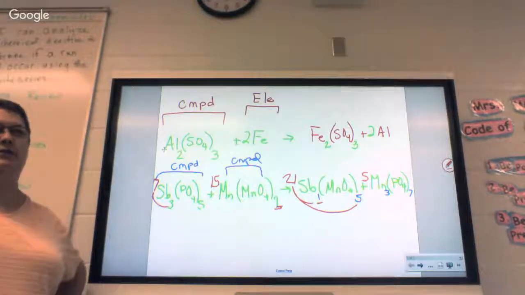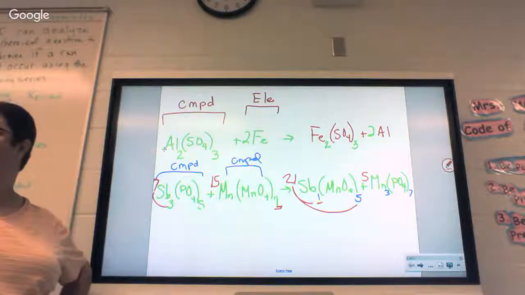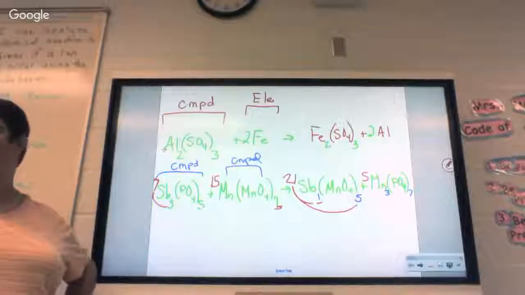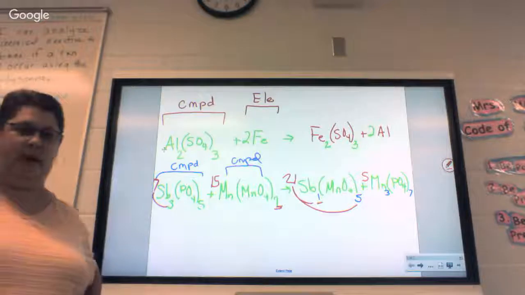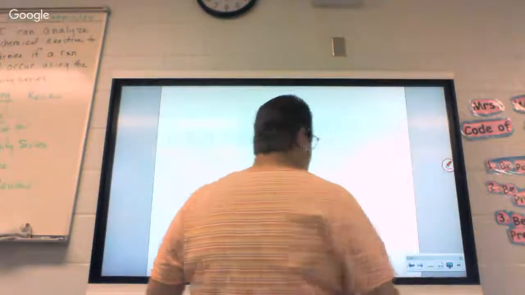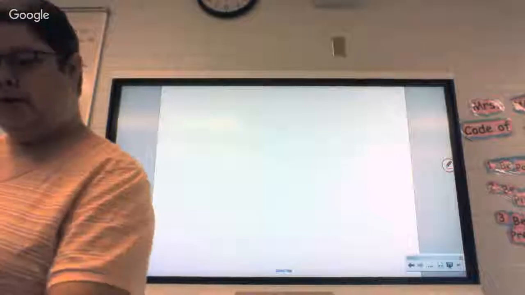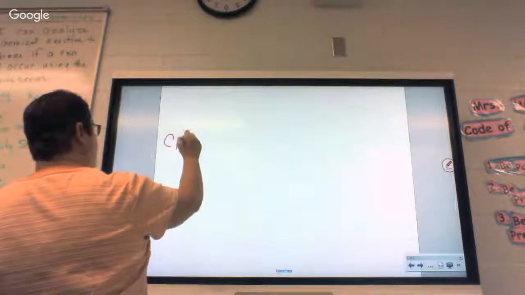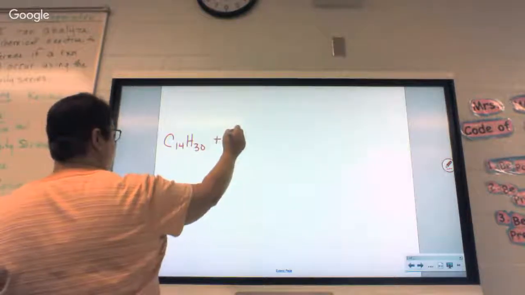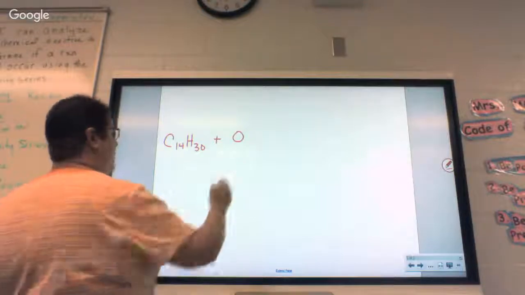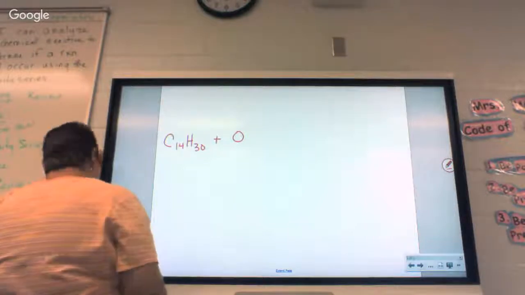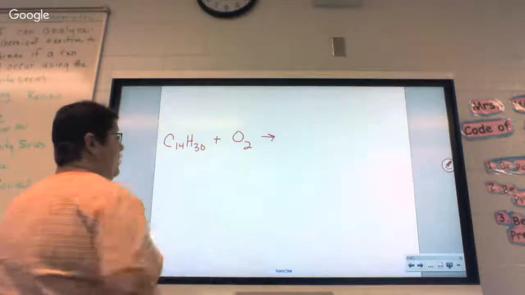Okay. Question 7. All right, one more because we're going to need to move on. Number 6 on the back. So 6 on the back says C14H30 plus oxygen. How do I write oxygen? It's O2. I don't know who said HOH.